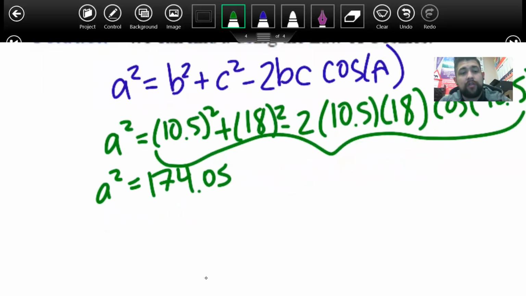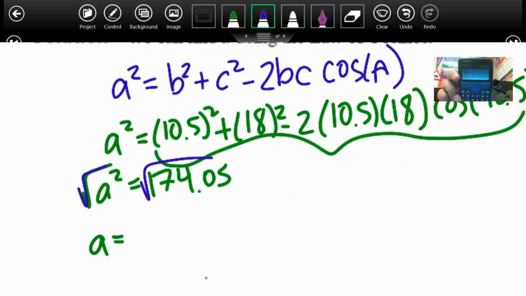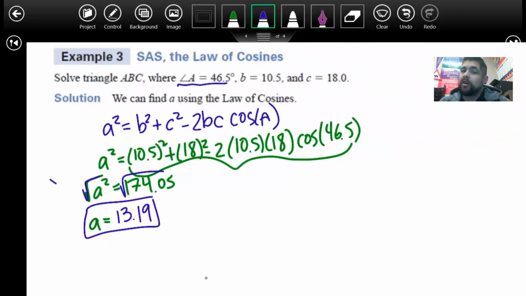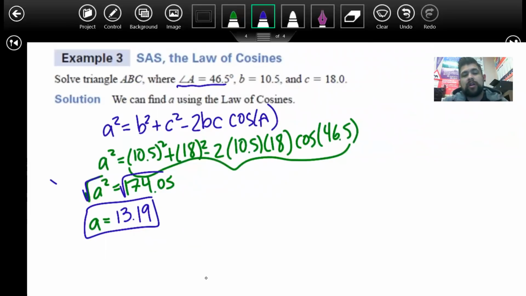Okay. And then in order for us to solve for A, we take the square root. So we can solve this by taking the square root of both sides to get our final answer. So again, enter the square root of your answer. Hopefully it looks something like that. And we can get the answer, which is going to be 13.19. That's the side length for A, and that's all it's really asking us to solve for. So we're good on that one.